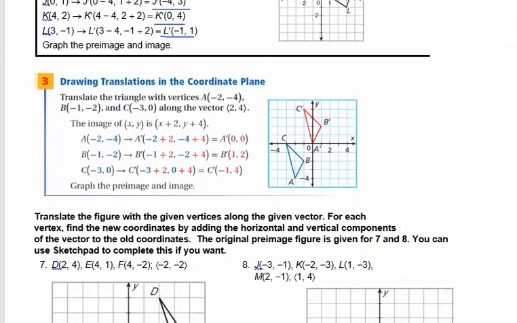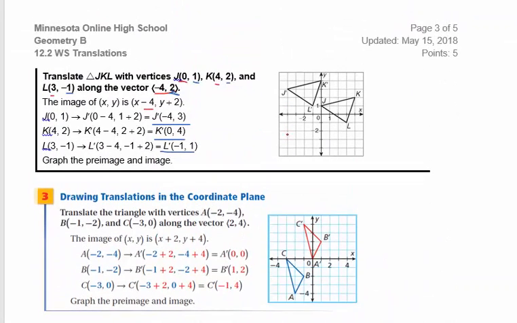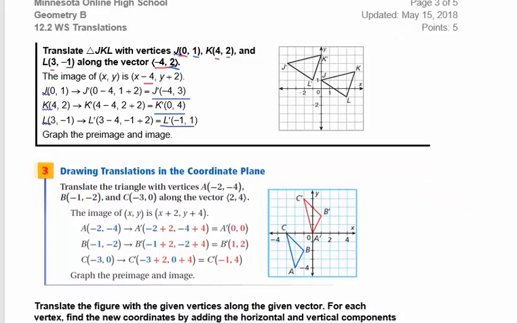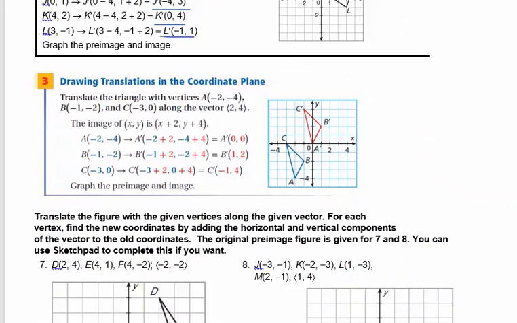Now you may have learned about translations before and used the phrases up 4, down 4, left or right 2. You could apply that to the translation too. This translation with this vector would mean to go left 4 and up 2. And you can see that that is what's happening. It's going left 4, up 2. But we're going to use the vector terminology to practice and to learn about doing translations using a vector.